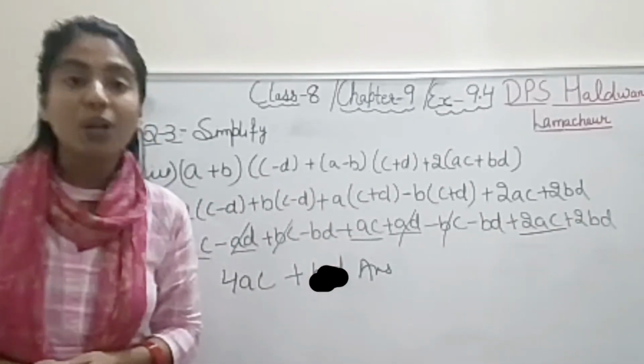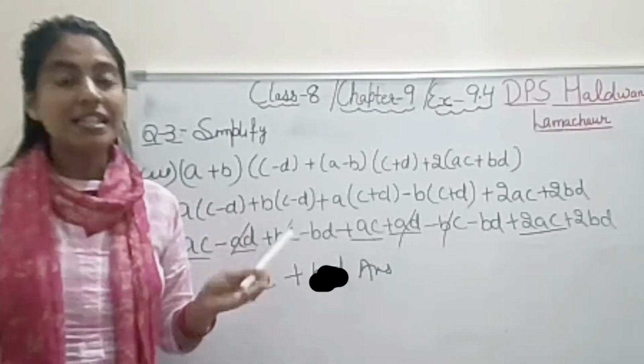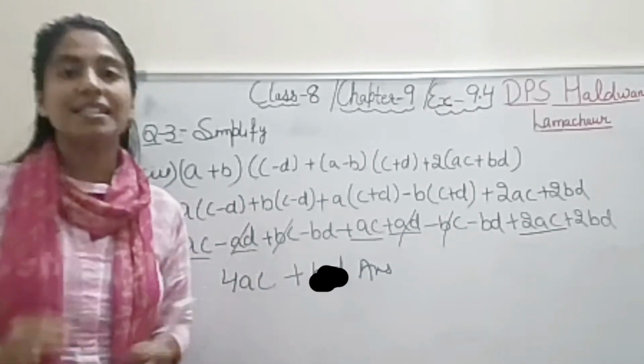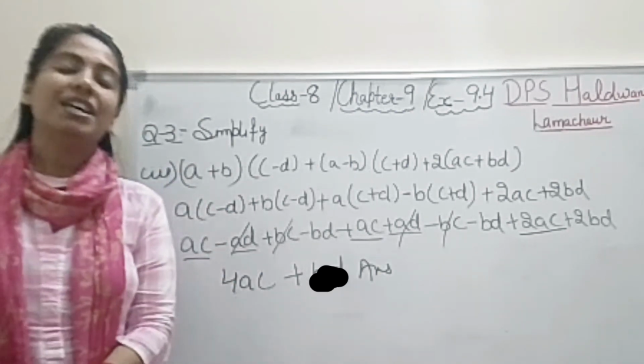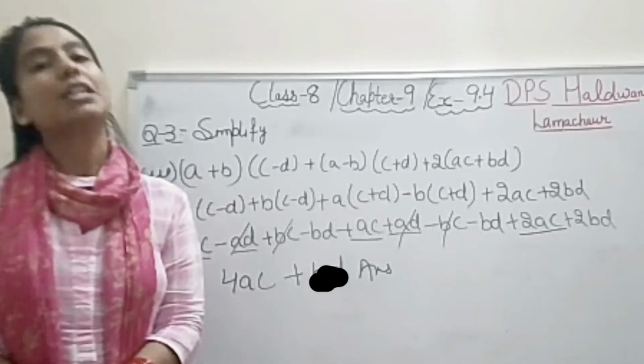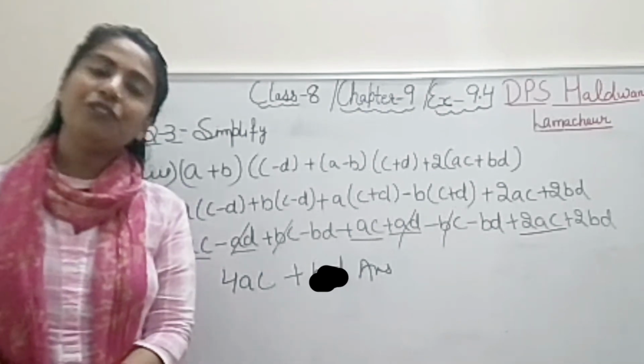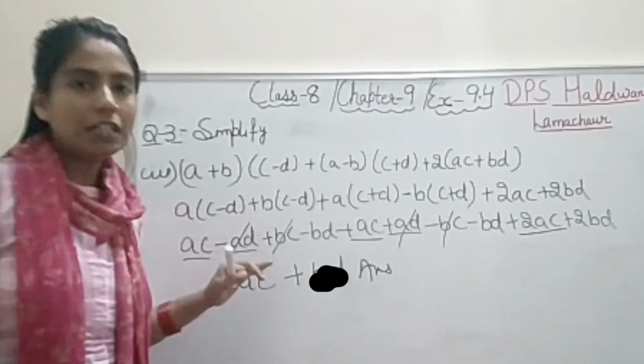Be vigilant while solving with these signs. Different signs will cancel because the answer is 0. Right student? So this is all about our third part. Student, my humble request, do practice. Then only you will understand the concept. This is the third part.